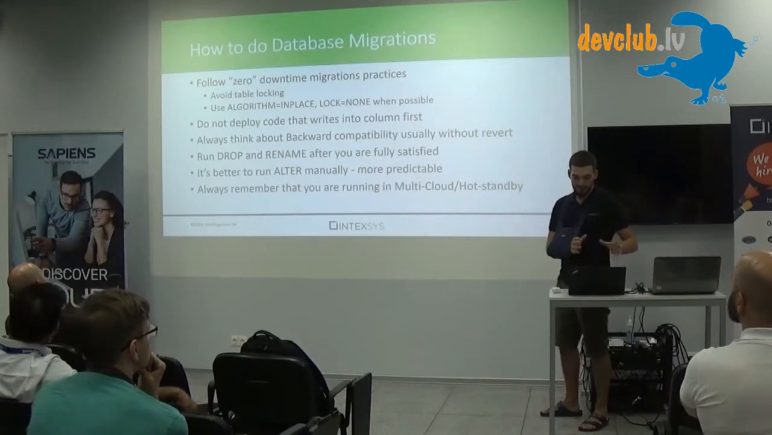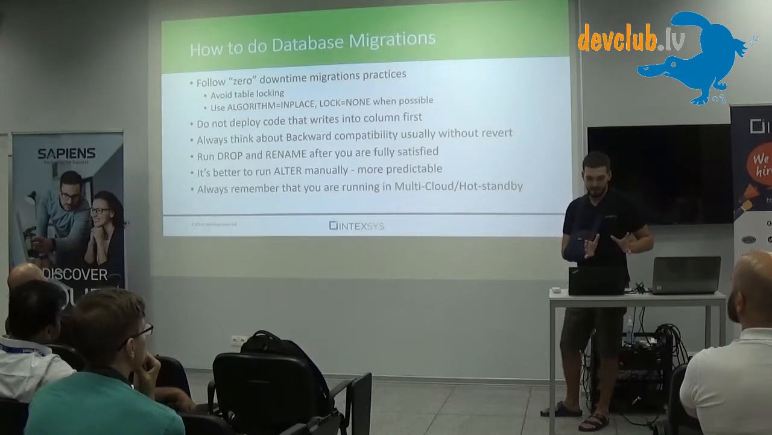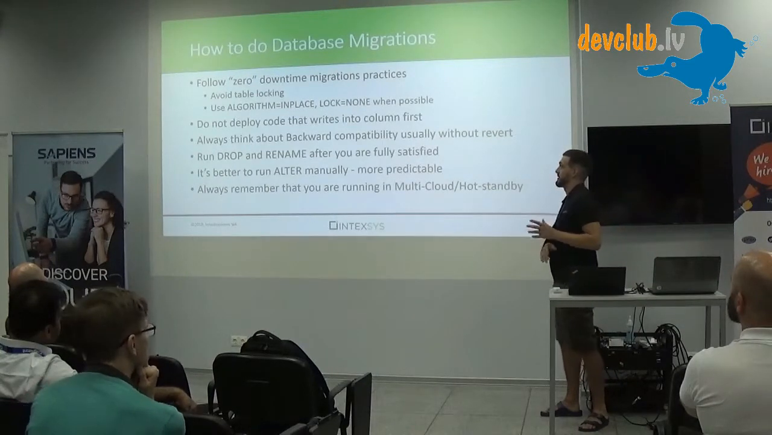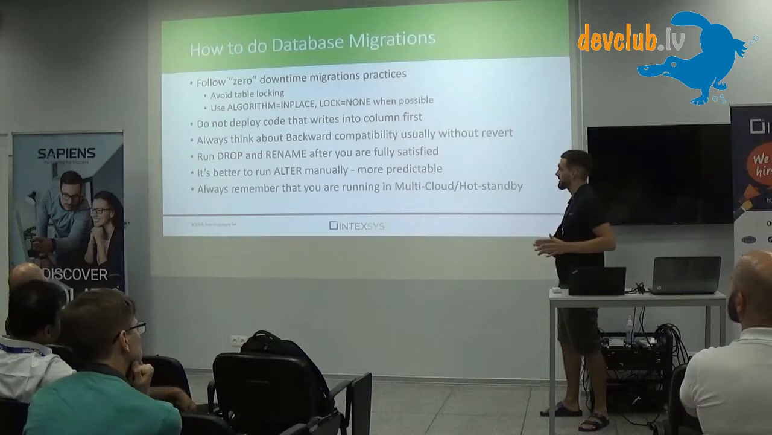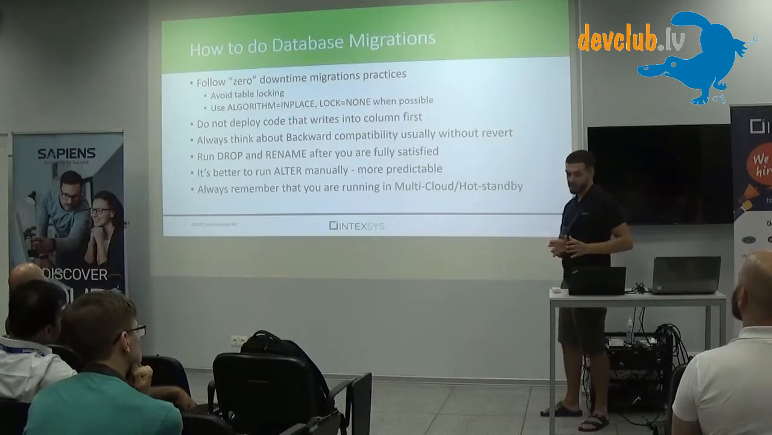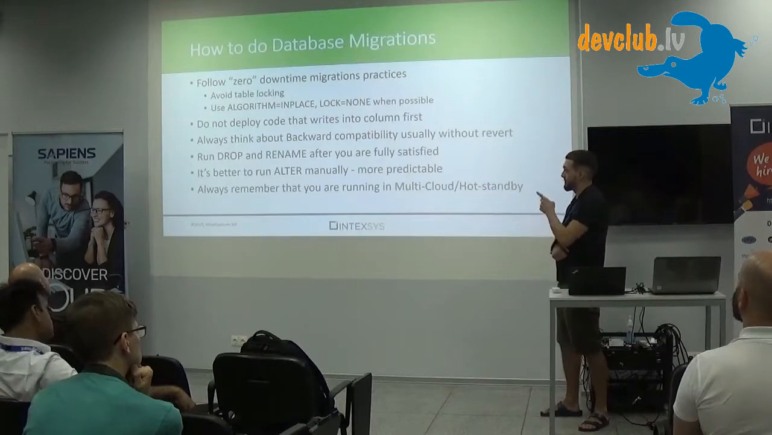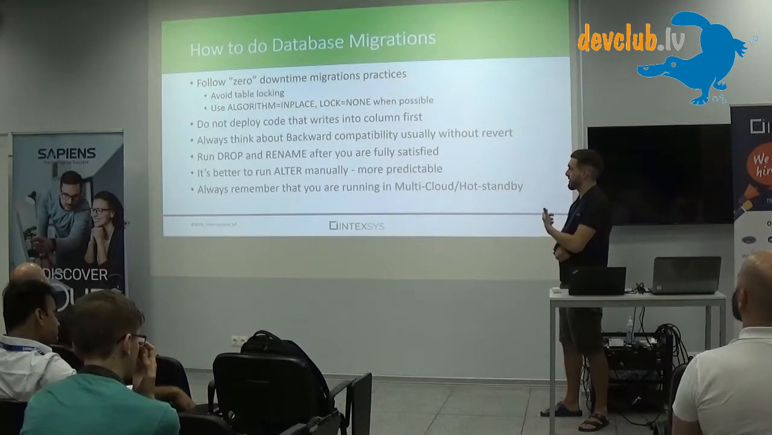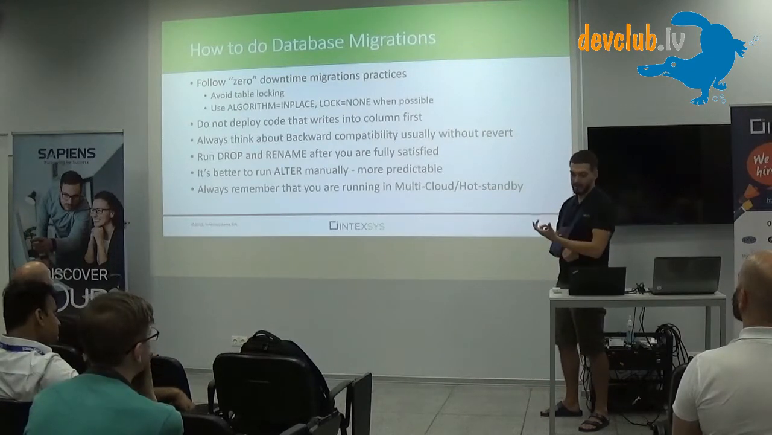So here's a brief idea of how to do database migration when you're running multi-cloud. First of all, there are a lot of articles about how to do zero downtime deployment and zero downtime migrations. Here are 2 points that are more general. Avoid table locking, and in MySQL you can use so-called online DDL, which does not lock your table and does the work in the background, and only then it swaps, with no data loss.